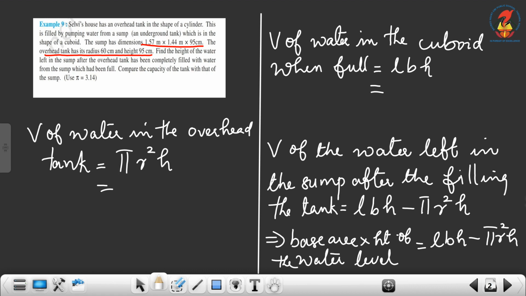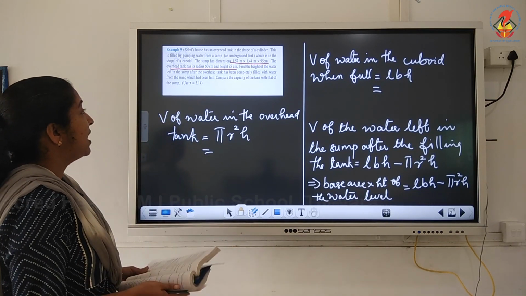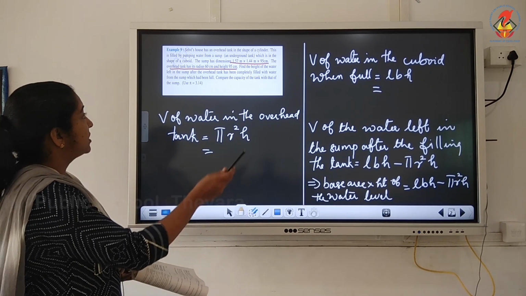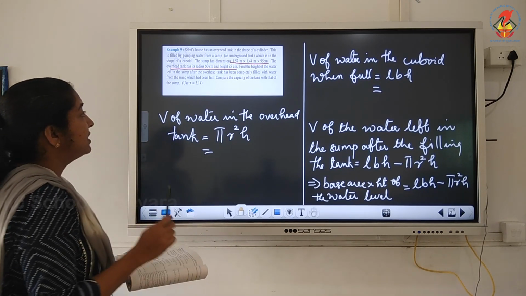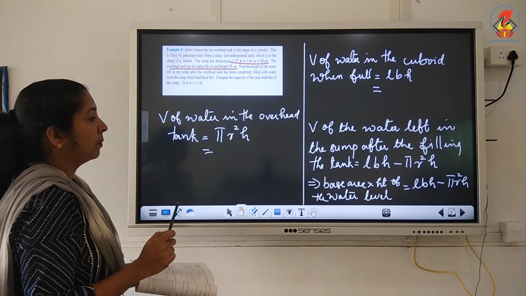Find the height of the water left in the sump after the overhead tank has completely filled with water from the sump which had been full. Compare the capacity of the tank with that of the sump. So, the overhead tank is in the shape of a cylinder and its radius is given as 60 centimeter and height is given as 95 centimeter.